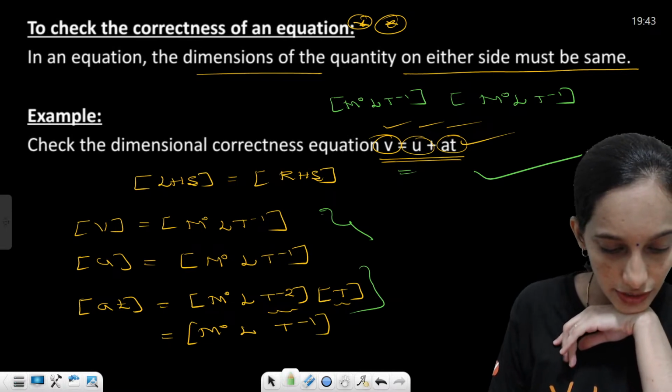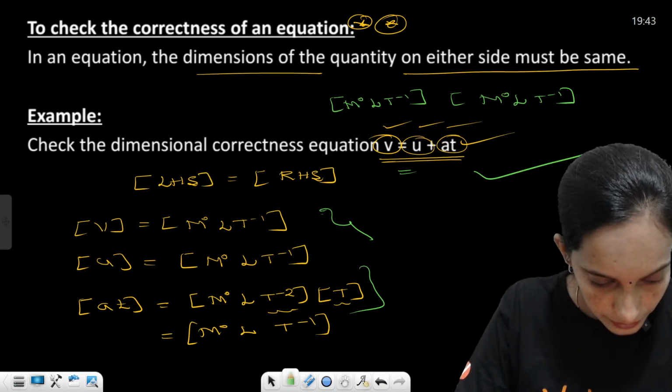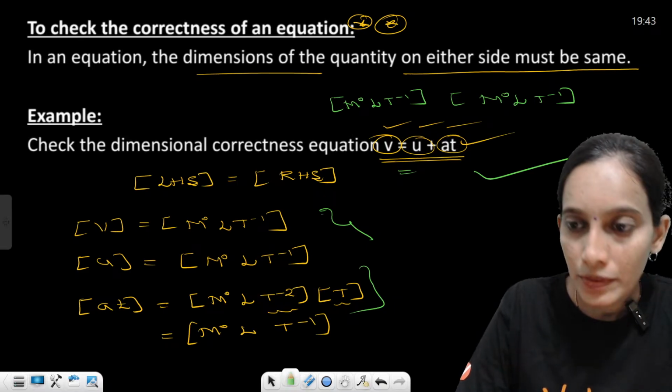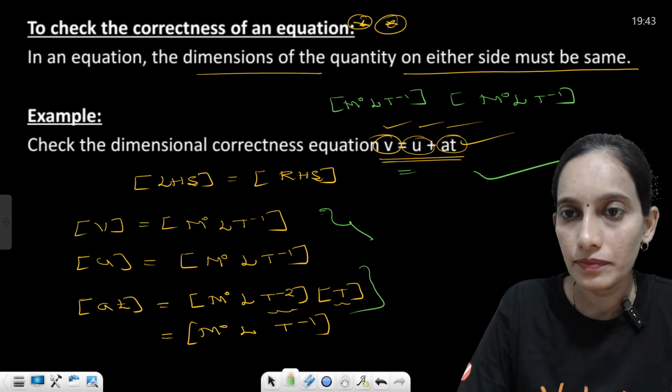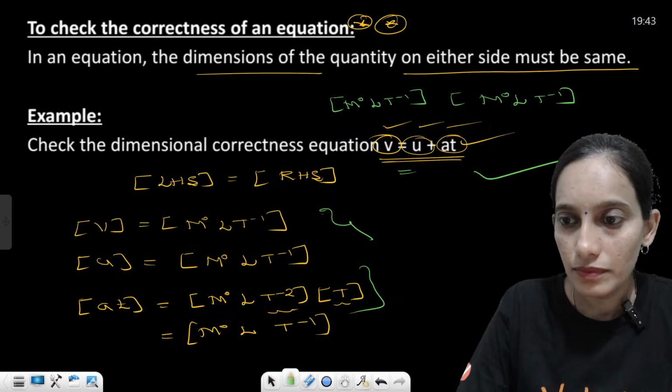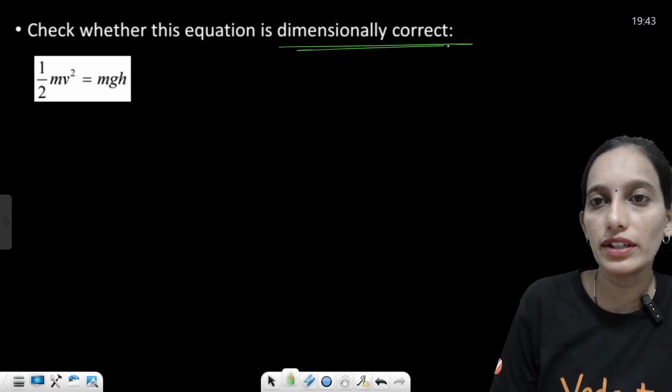Yes, Rakshita. Is that clear? Yeah. So going ahead to one more example. Check whether this equation is dimensionally correct.